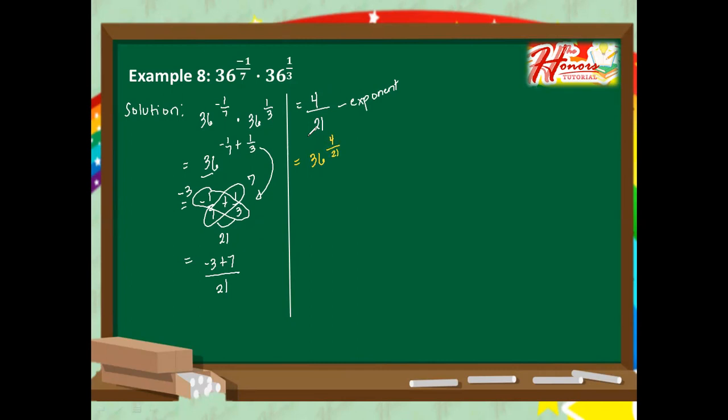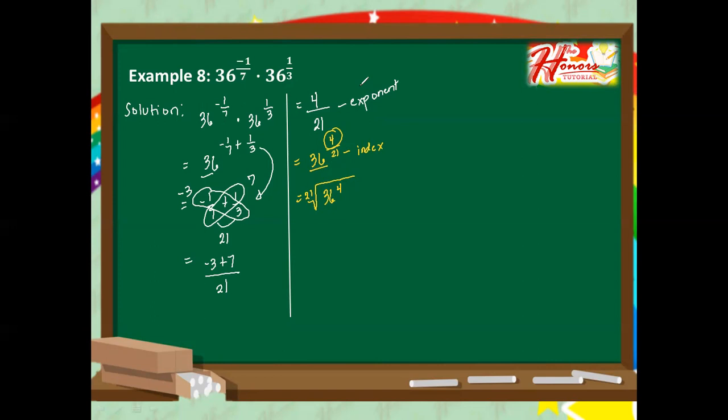And then we have to change this into radicals because we still have a fraction part of the exponent. So remember, 36 will be your radicand here, and then write a radical sign here. Your denominator, which is 21, will be your index. So meaning we are going to place it here, and then this 4 will be placed here. It will become your exponent.